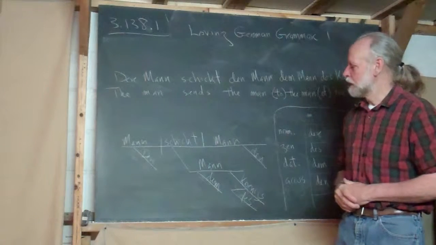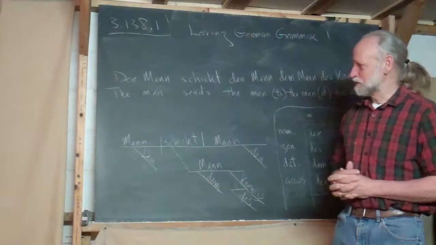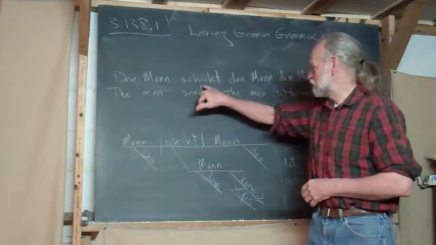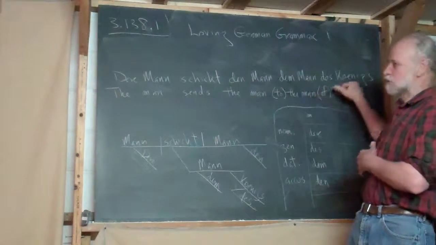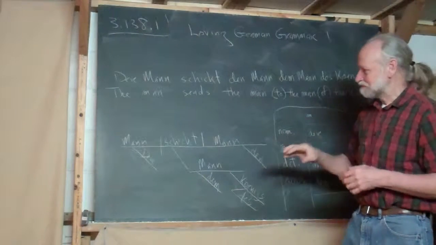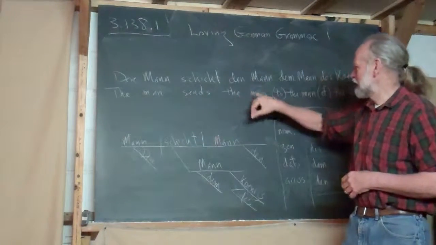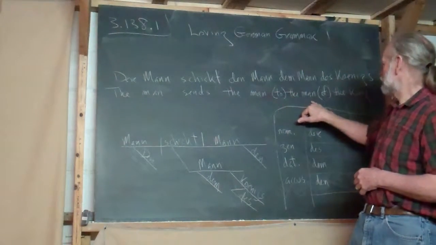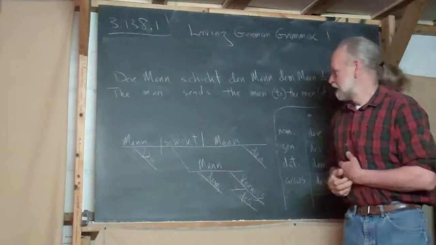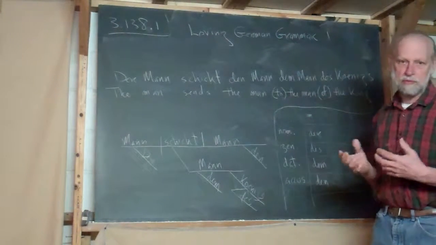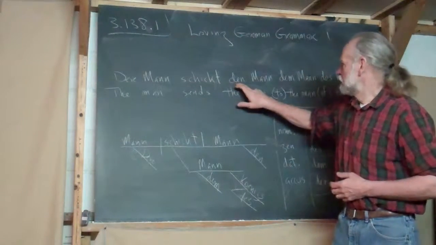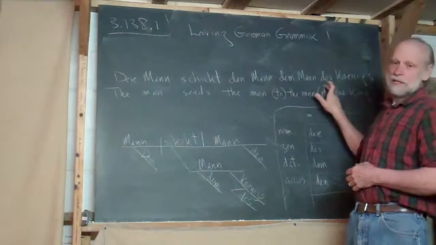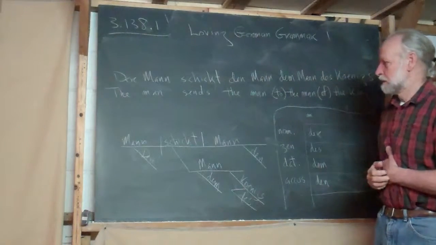It is so neat. Well, what I'm going to start with is this little sentence. Der Mann schickt den Mann dem Mann des Königs. The man sends the man to the man of the king. And I put to and of in parentheses because they're not there. The word the is in here 4 times, and each time it's different.